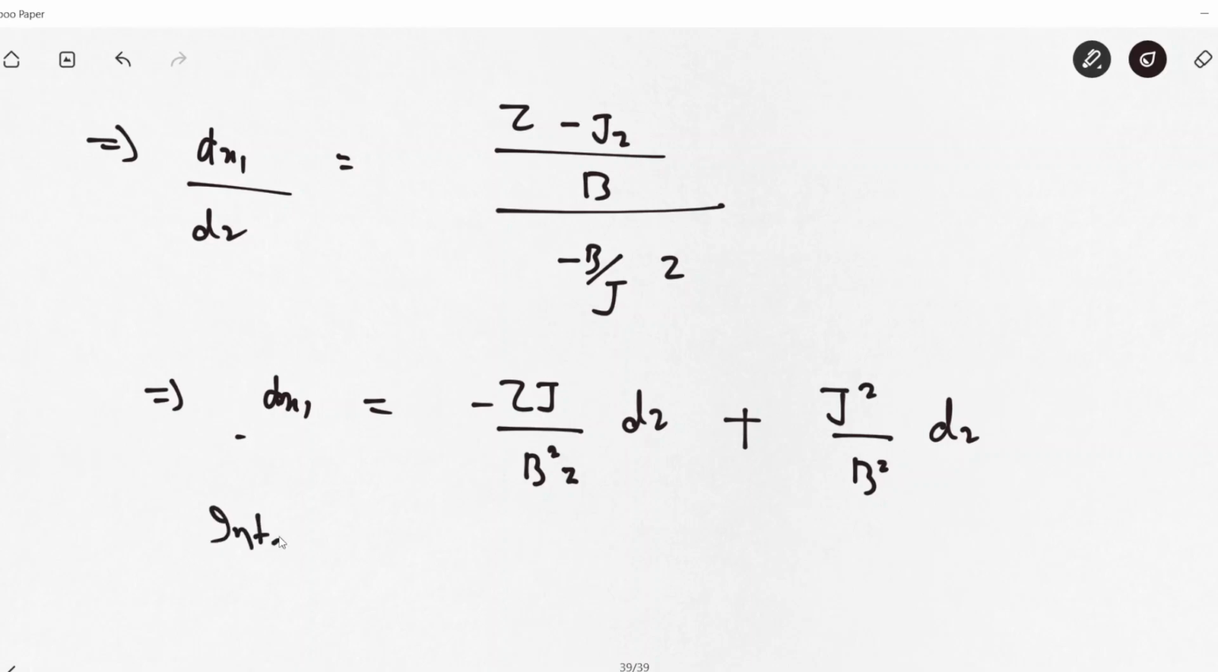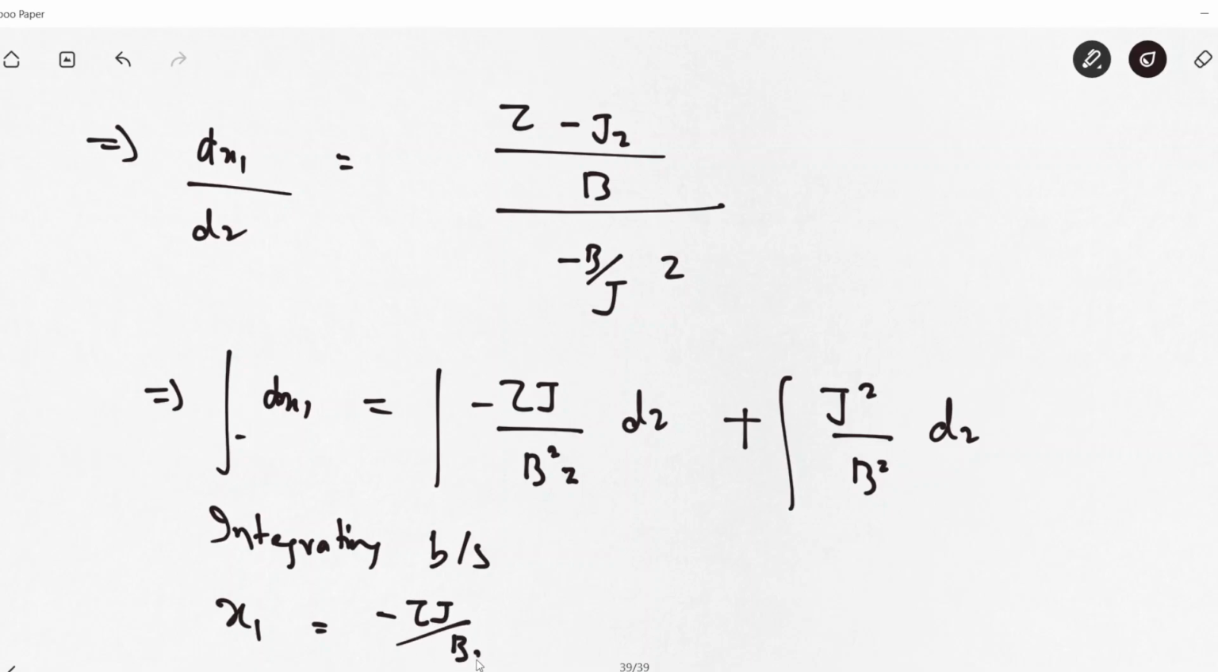Integrating both sides. When we integrate both sides, integration of dx1 is x1, this is minus tau j by b square. Integration of dz divided by z will be ln of z plus j square by b square, they are both constants, and integration of dz will be z plus there is a constant above integration, that is c.